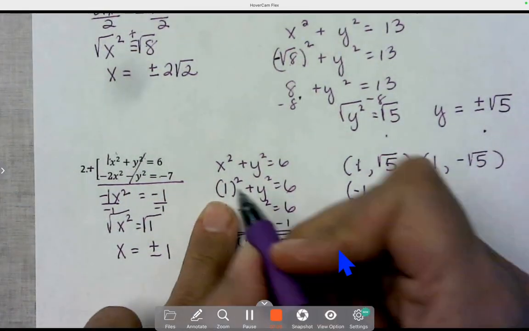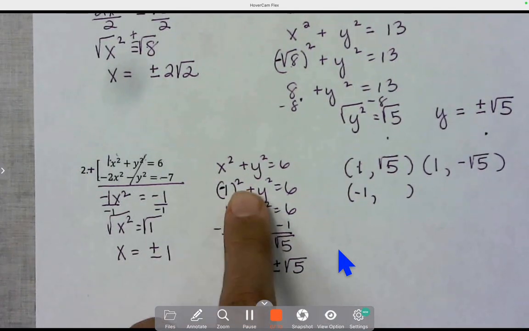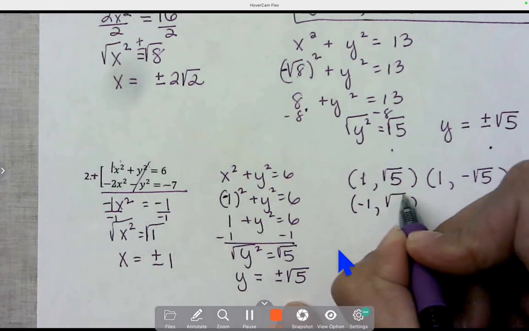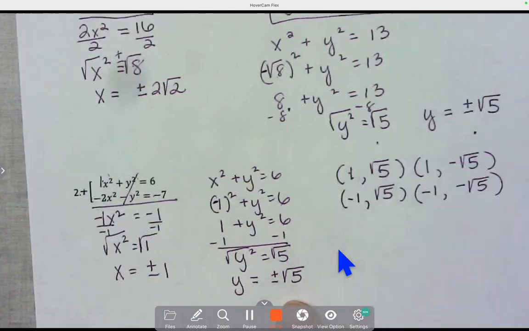If I plug in negative 1 up here, will it give me the same answer? Yes, because if you square negative 1, it gives you a positive. We don't have to do this work all over again. We have to get the same thing. So square root of 5, negative 1, negative square root of 5.